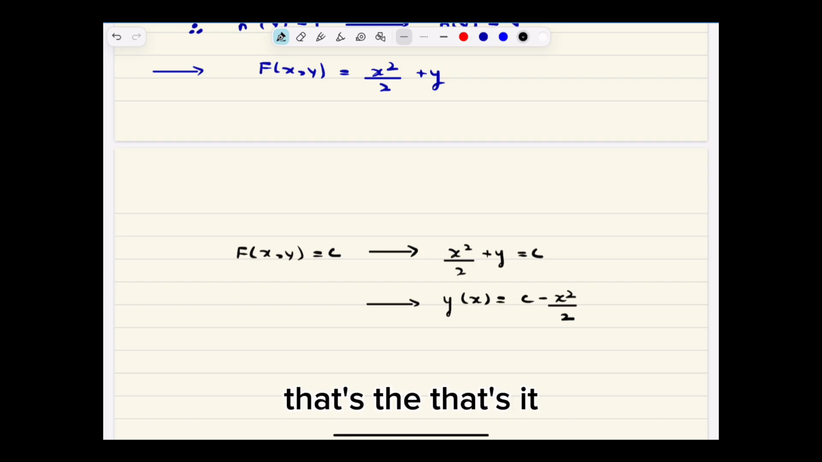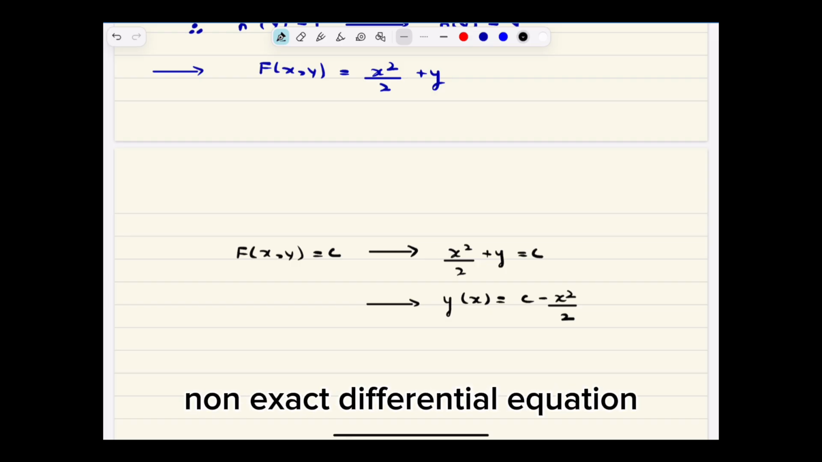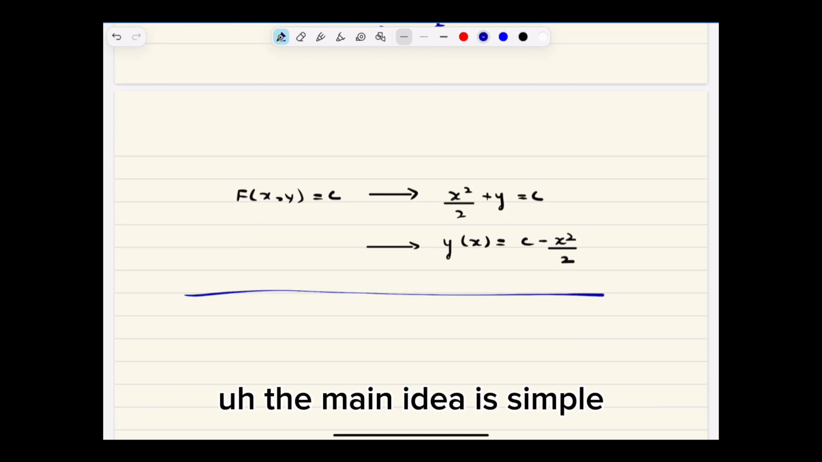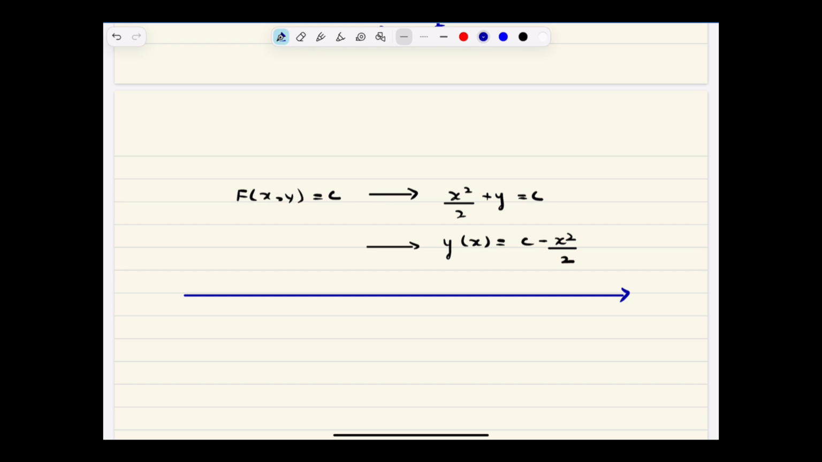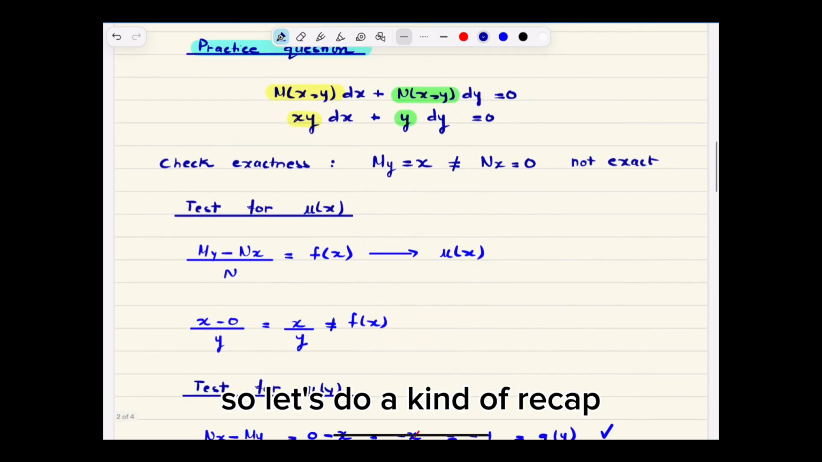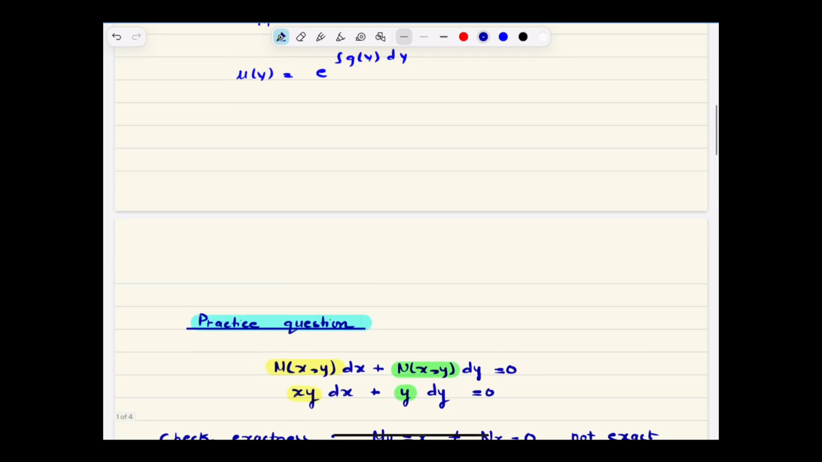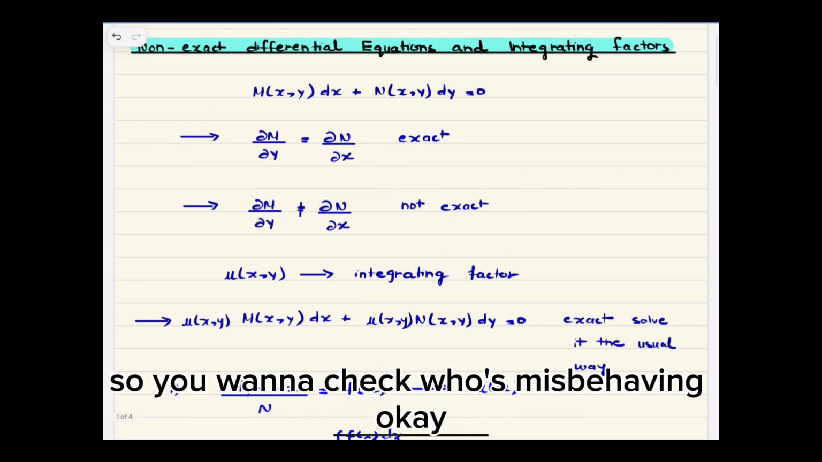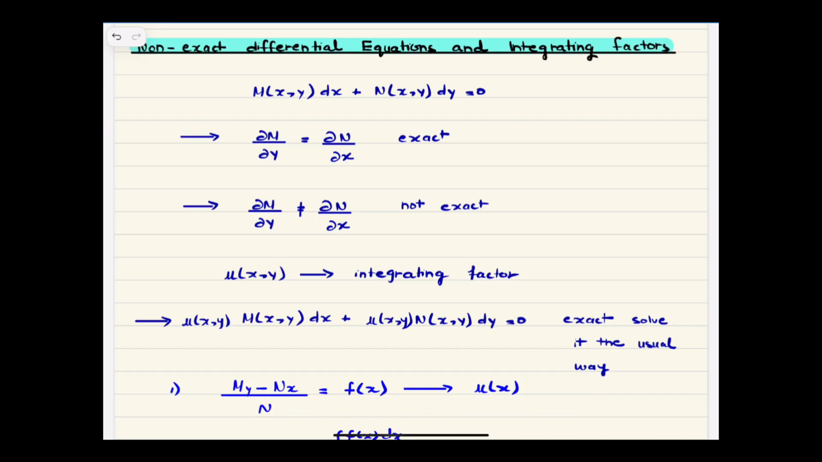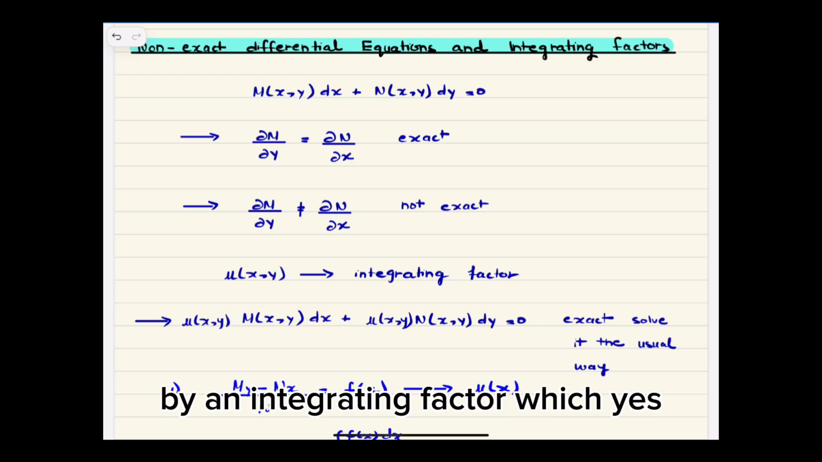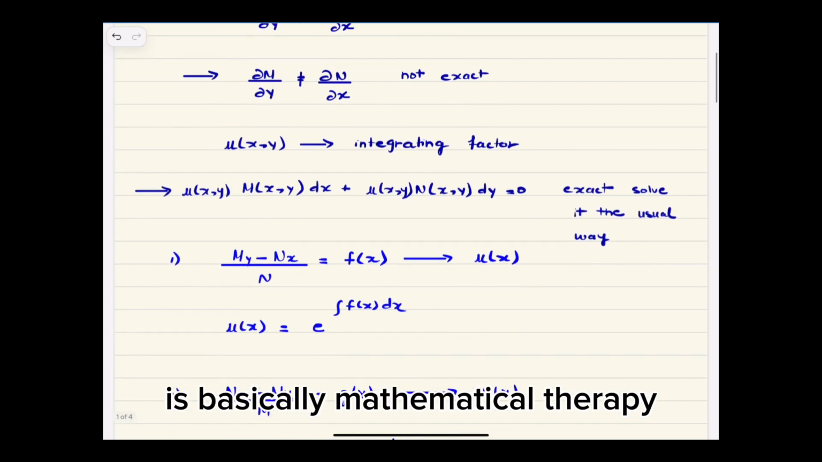That's how you take a stubborn non-exact differential equation and gently convince it to behave. The main idea is simple. It's to check who's misbehaving. Okay, so let's do a recap. Where did we start? Here we go. You want to check who's misbehaving. If they're not equal, no problem. We just multiply the whole equation by an integrating factor, which is basically mathematical therapy.